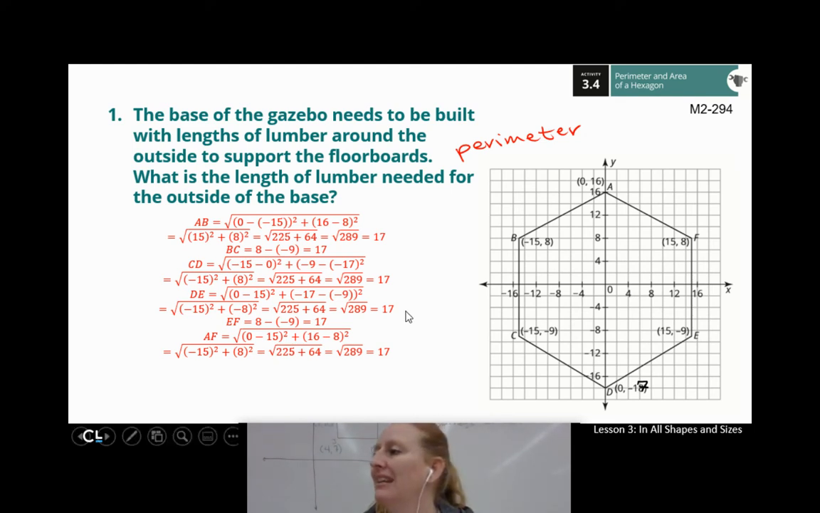So it turns out that all of the sides are 17. Well, that's nice, right? By the way, that's also why Miss Scott told you to make that a negative 17. I'm just saying, it makes the problem easier.